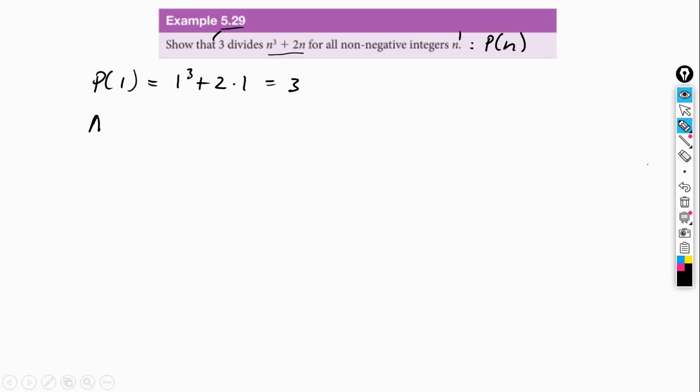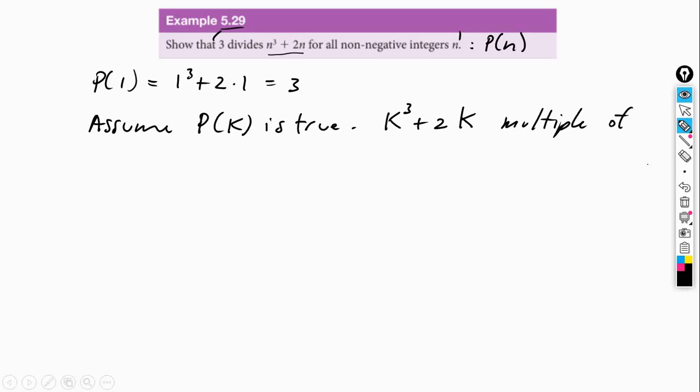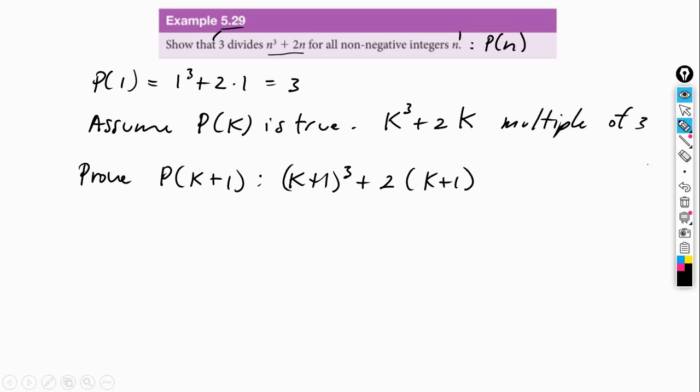We're going to next assume that P of k is true. That is, that k cubed plus 2 times k is a multiple of 3. And what we have to prove is P of k plus 1, and that's going to be k plus 1 cubed plus 2 times k plus 1 is divisible by 3. Now what happens if we expand this a little bit?